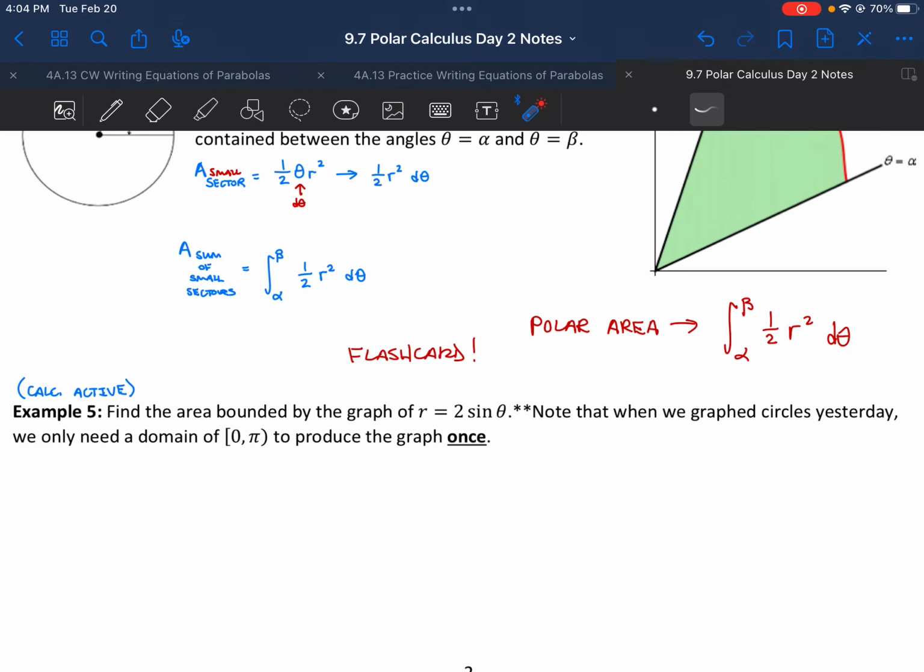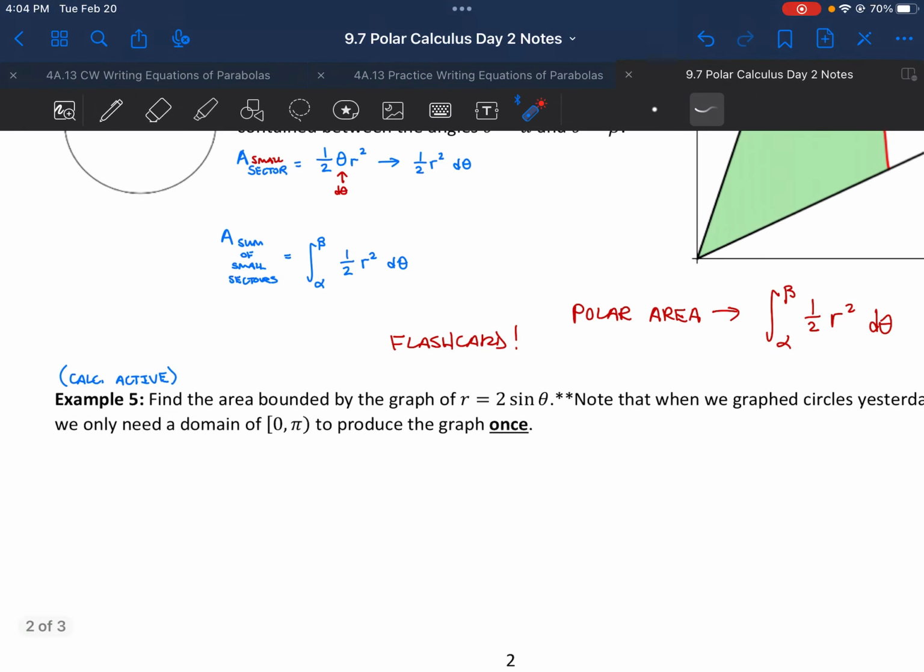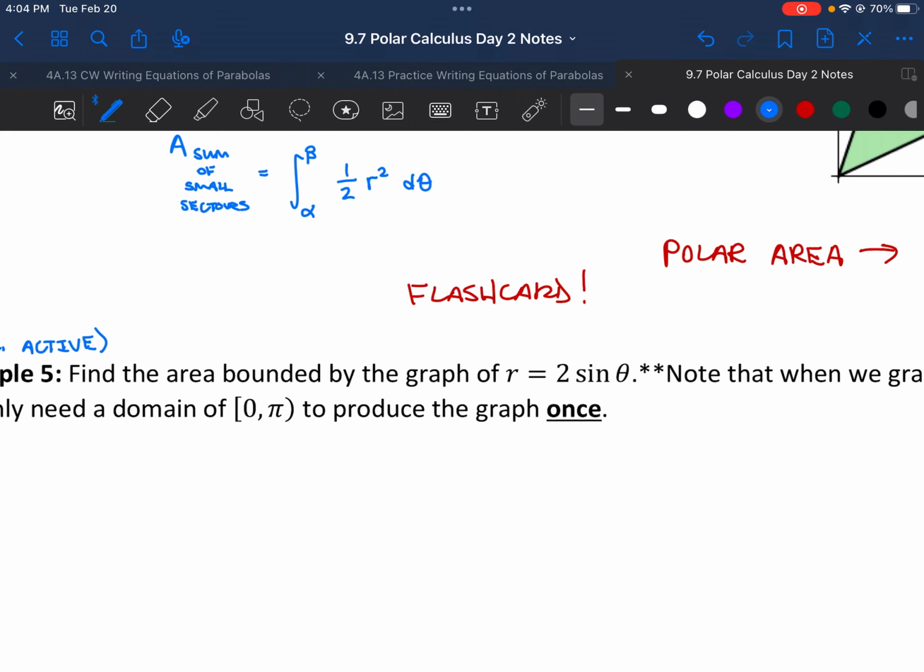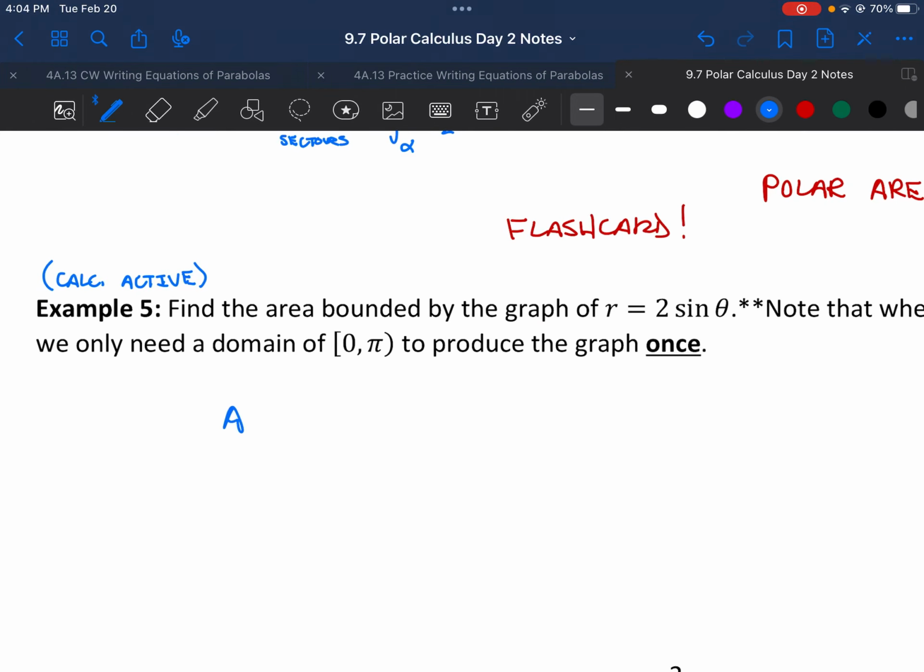Also remember from yesterday that when we graph circles, we only needed a domain of 0 to pi to produce the graph once. So, to find the area bounded by the graph of r equals 2 sine theta, that's the circle, the area is going to equal the integral from 0 to pi of 1/2 times our function of theta, which is 2 sine of theta, squared d theta.